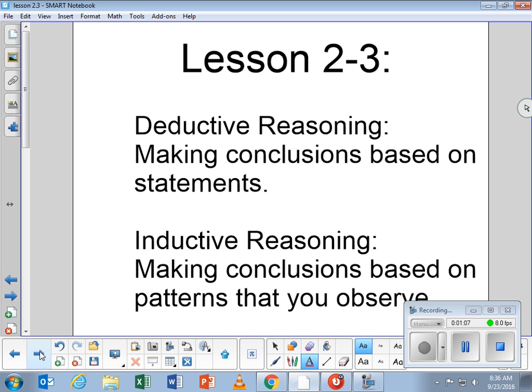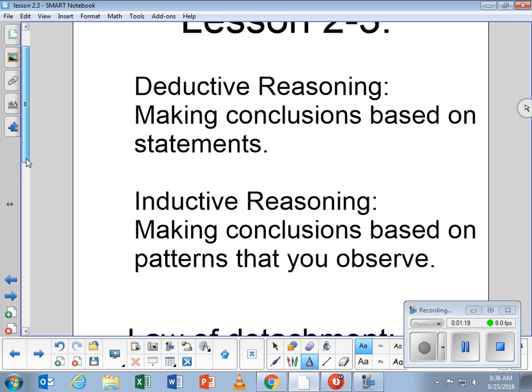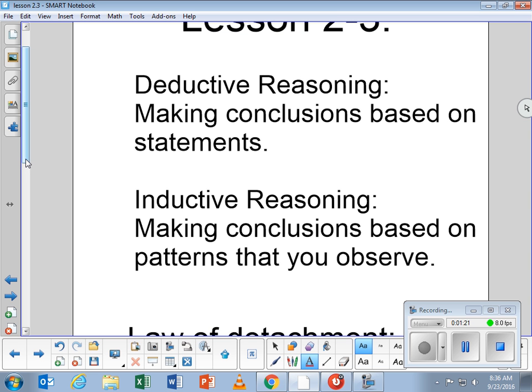So, law of detachment, deductive reasoning, first of all. Deductive reasoning is making decisions or conclusions based on statements. Inductive reasoning is making conclusions based on patterns you observe. How many of you have a little brother or sister? Okay? Right from the get-go, they start using inductive reasoning.